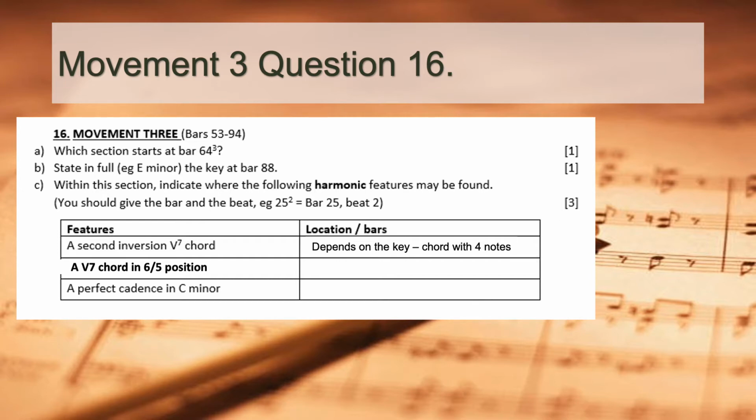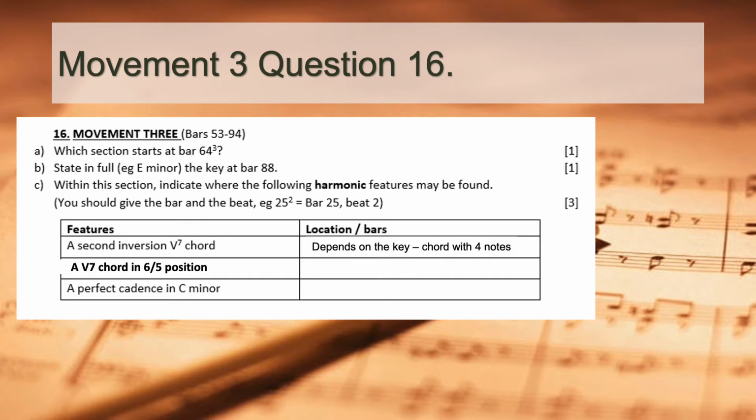For the next feature, it doesn't say what the inversion is. It just says 6/5 position. So that's your figured bass. So you need to know for the exam your figured bass off by heart, because it's quite possible that they will write in figured bass, and if they need you to find 2 chords that are in different inversions, as you've got here, one of them says what the inversion is, it's second inversion, but the other one doesn't, and it tells you the figured bass instead, so you have to work it out.